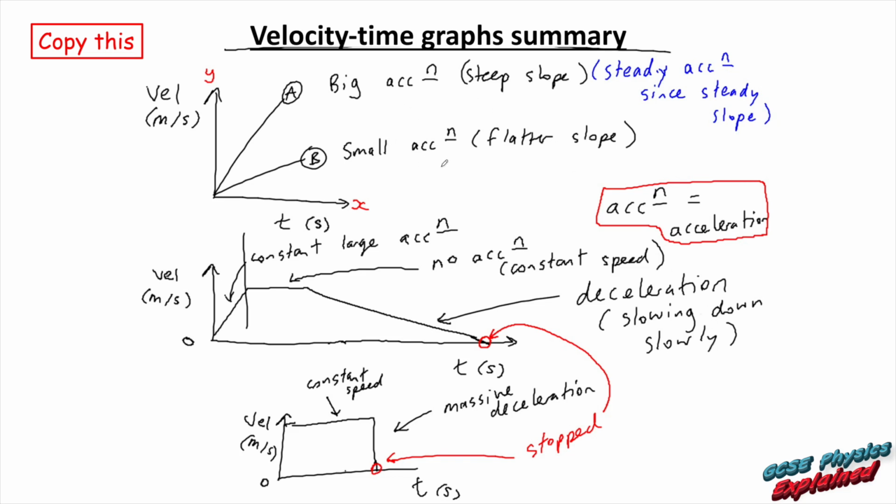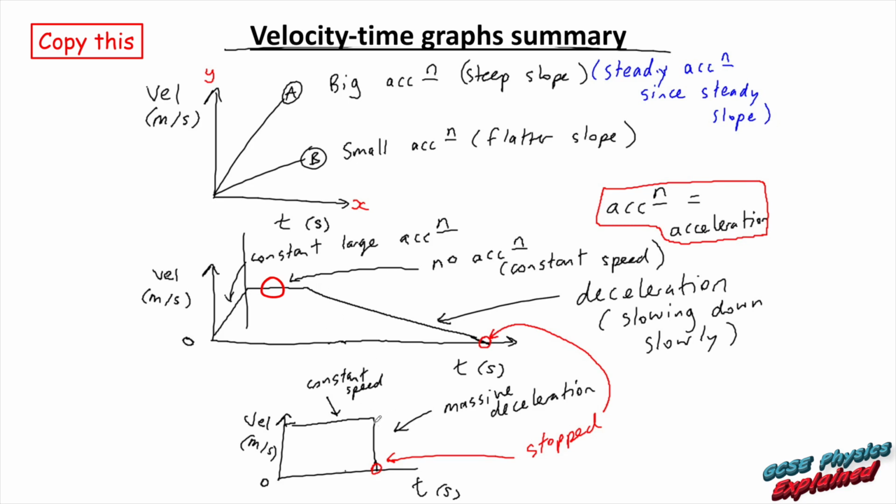So just to recap that then, a steep line means it's a big acceleration. If it's not a steep line, that means it's a smaller acceleration. When it goes flat like that, that means there's 0 acceleration. In other words, constant speed or constant velocity. If the line gets down like that, it means it's got to 0, and so that means that it was slowing down.